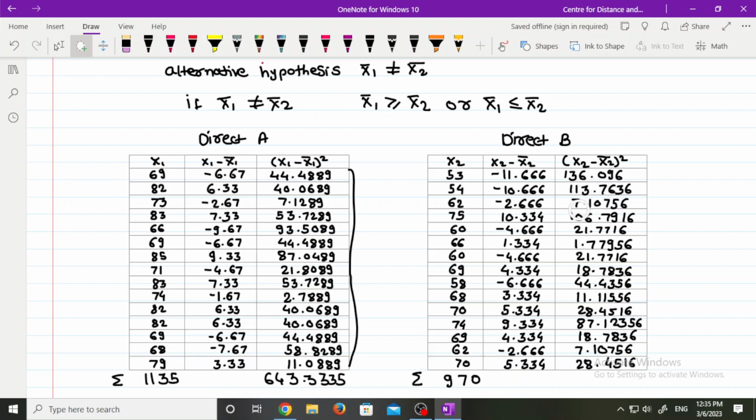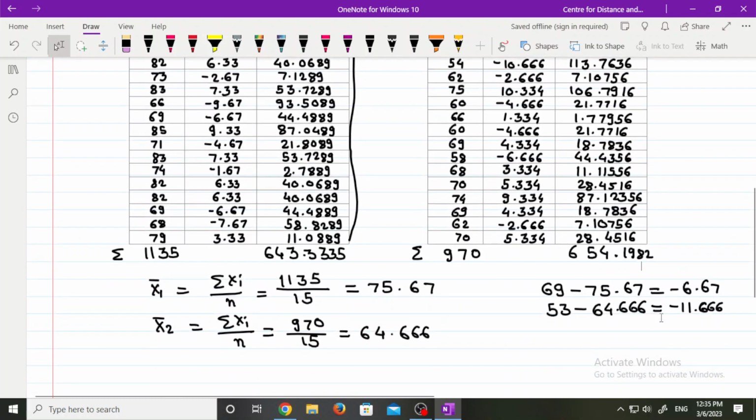Similarly, find the sum of x2 minus x2 bar squared, that is 136.096 plus 113.7636 plus 7.10756 up to 28.4516, and the sum of x2 minus x2 bar squared is 654.1982. Then we have to find the standard deviation of the percentage of girls and the standard deviation of the percentage of boys.